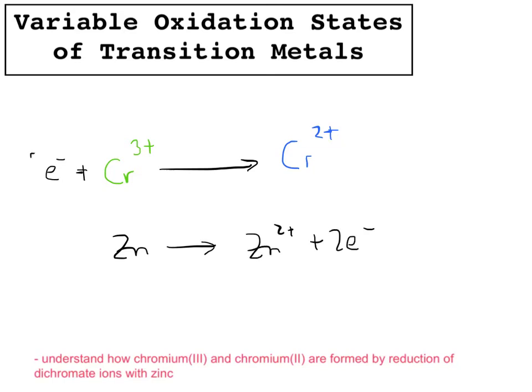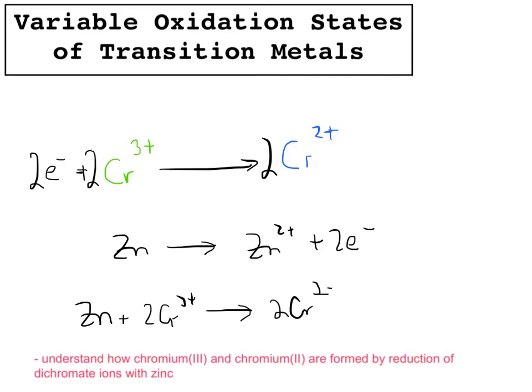So then all we need to do here is multiply the top equation by 2 to make sure the electrons cancel, and so what you get then is zinc plus 2Cr3+ goes to make 2Cr2+ plus zinc 2+. And the colour change here is green to blue. You do need to know all these colours of the ions that I am pointing out in this video.